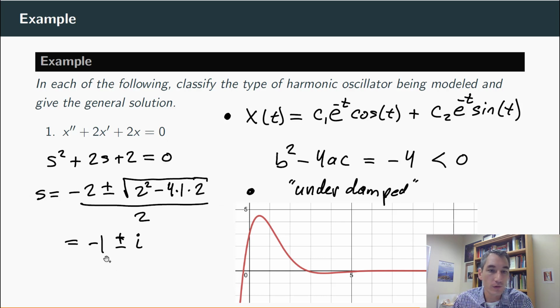We find the roots. It turns out we have complex roots, -1 plus or minus i. And so the solution is going to be c1 e to the -1t cosine of 1t plus c2 e to the -1t sine of t. That's the general solution that comes from when you get complex roots that we just saw the slide before. And we're going to classify that as underdamped because that b squared minus 4ac term, or b squared minus 4mk, is negative, so that's called underdamped.